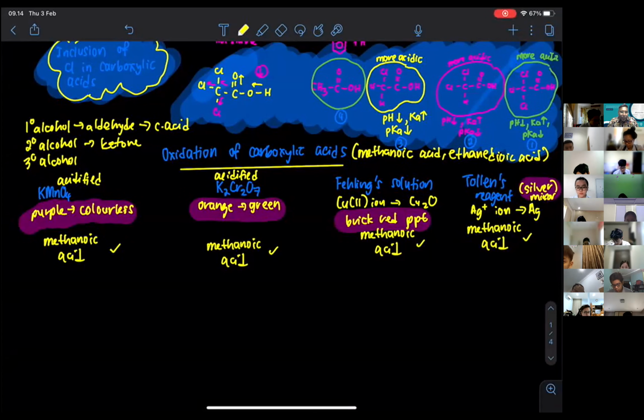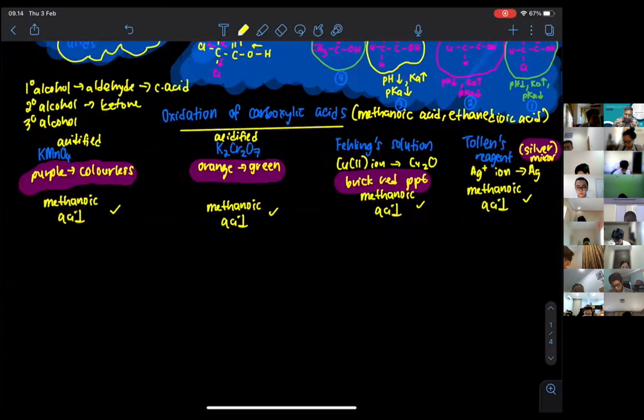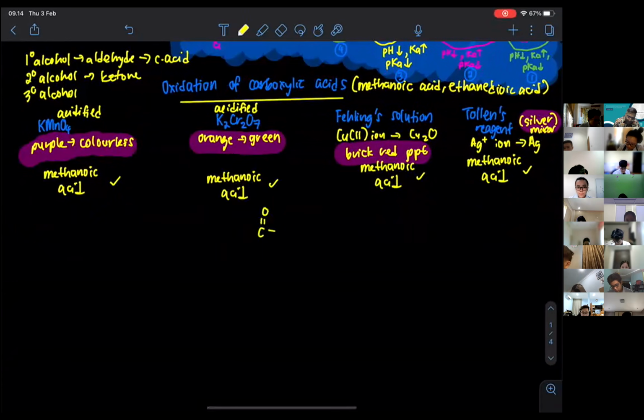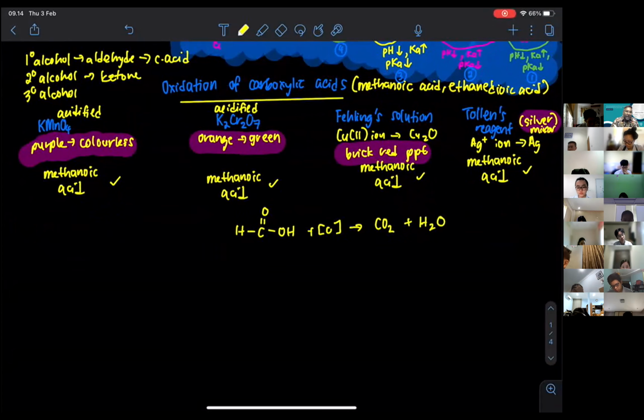You need to know what they will be oxidized to. This is methanoic acid, so only one H. When they get oxidized, there is carbon, and the carbon will go out in the form of carbon dioxide. There is hydrogen, and the hydrogen is going to go off in the form of water. As simple as that. Only one carbon, and you have two hydrogens, so you have a total of 3 oxygen. The 3 oxygen is already balanced, so you do not need to worry about balancing. So this is the equation that will happen.